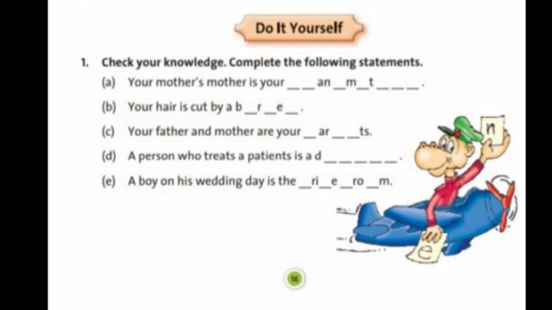Next is: your father and mother are your... So students, your father and mother are your parents. So here you have to write parents. A person who treats a patient is a... So students, here the right answer is doctor, because a doctor treats a patient. Next and last is: a boy on his wedding day is the... So students, a boy on his wedding day is the bridegroom. The spelling is B-R-I-D-E-G-R-O-O-M.